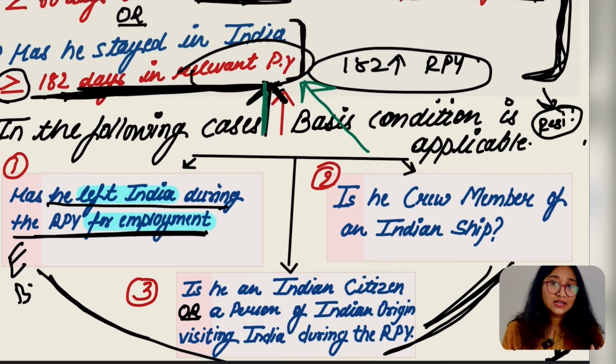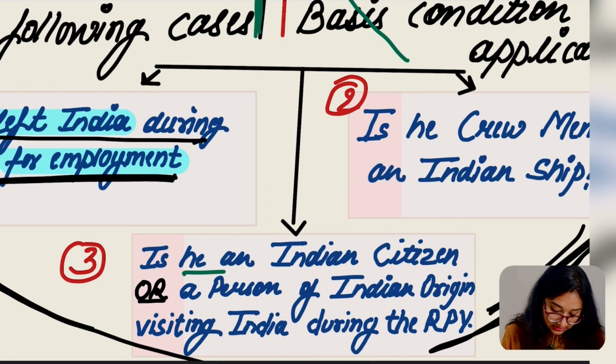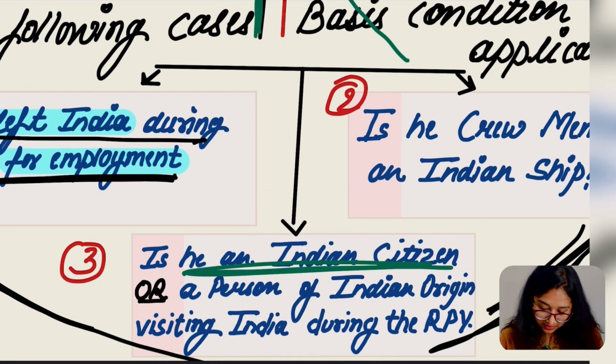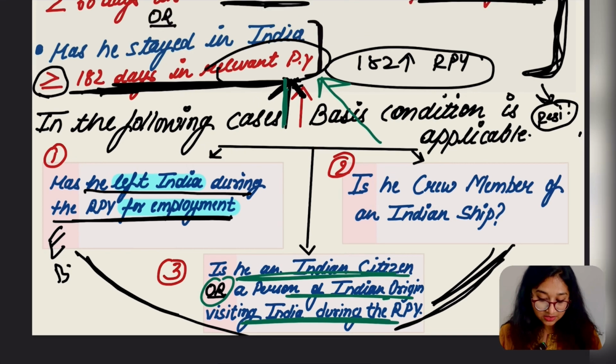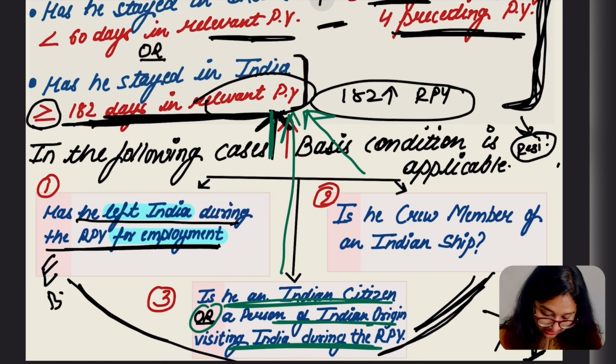Now the third case says, is he an Indian citizen or a person of Indian origin visiting India during the relevant previous year? If he is an Indian citizen or a person having Indian origin, and he is visiting India during the relevant previous year, for this case also which basic condition are we going to take? We are going to take this basic condition, okay.